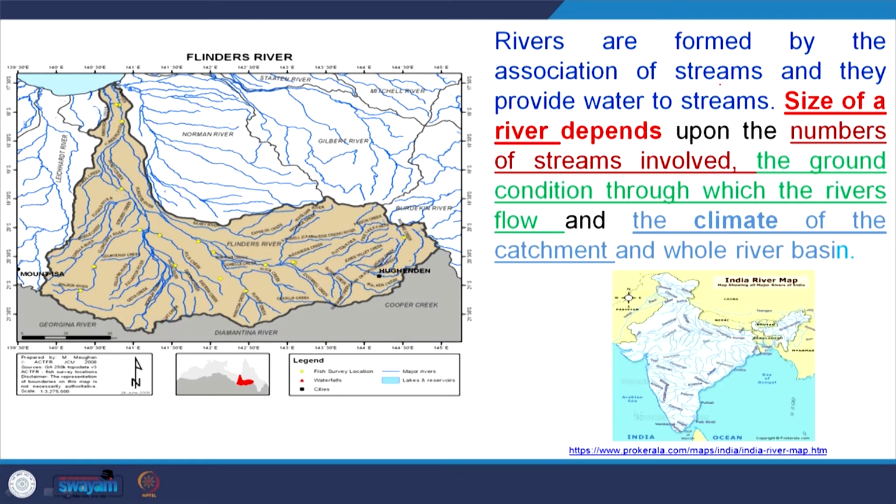Now here, rivers are formed by the association of streams, and streams provide water to the rivers. The size of a river depends upon the number of streams involved, the ground condition through which the river flows, and the climate of the catchment and the whole river basin. So, here three points are to be understood. One is that the size of a river depends upon the number of streams involved. For example, if you see these river basins, the more streams involved, the larger the river basin. Similarly, the ground condition through which the river flows.